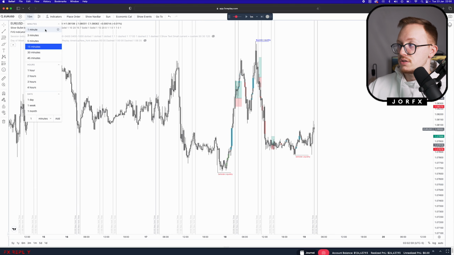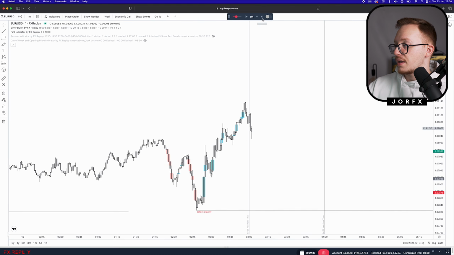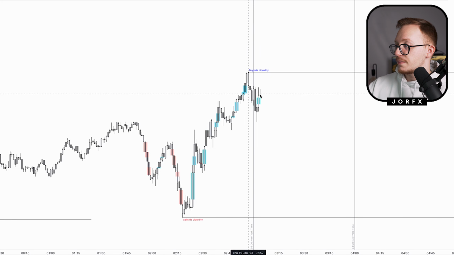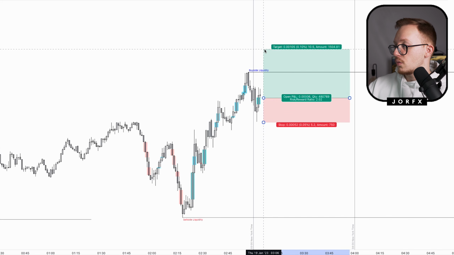The 15-minute has changed structure. So we should be able to get a very nice buying position right now. And we have a very nice fair value gap right here. Let's just take the entry. Stops can be underneath here. Let's target that 1/2 again.